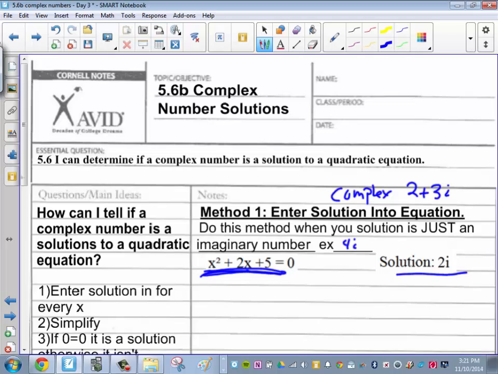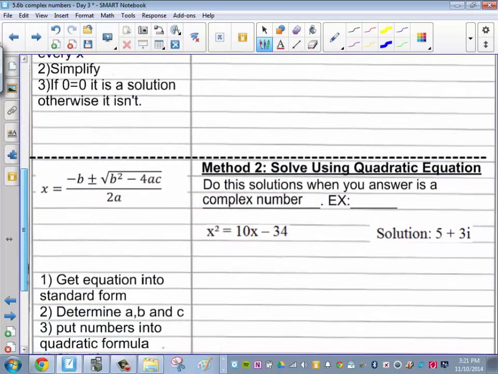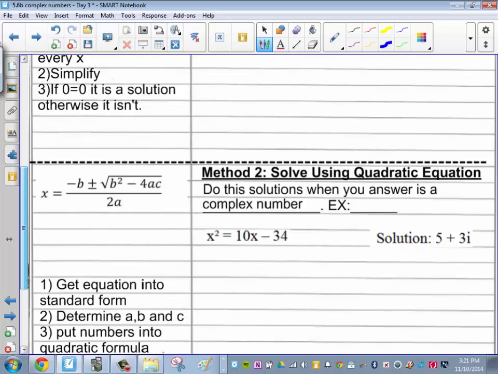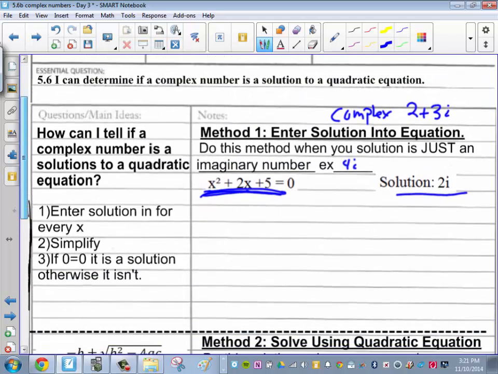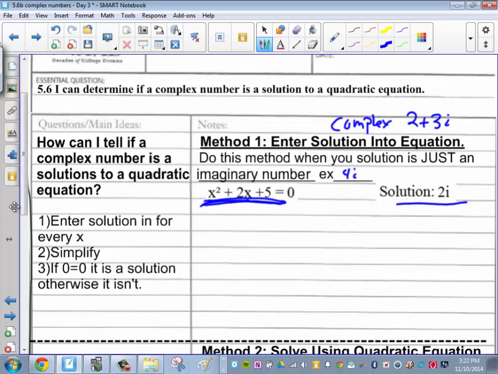So when you're dealing with imaginary numbers, you want to just plug them in. But when you're dealing with complex numbers, then what you want to do is solve the quadratic using the quadratic formula. Okay? So I'm going to show you both these methods. We're going to start with the first one. Method 1 is entering the solution to the equation.